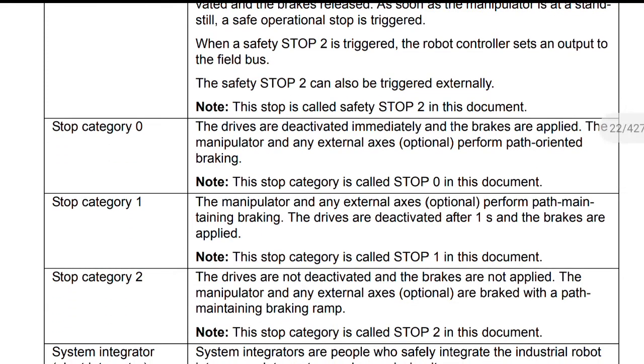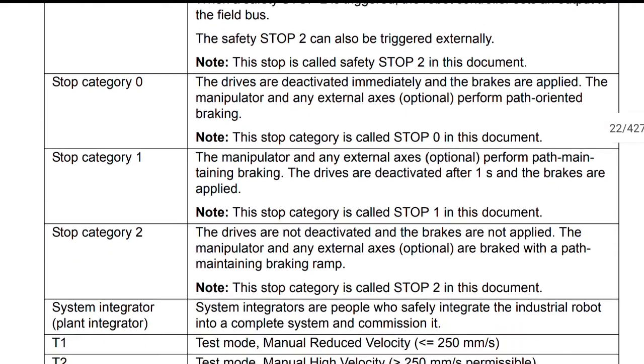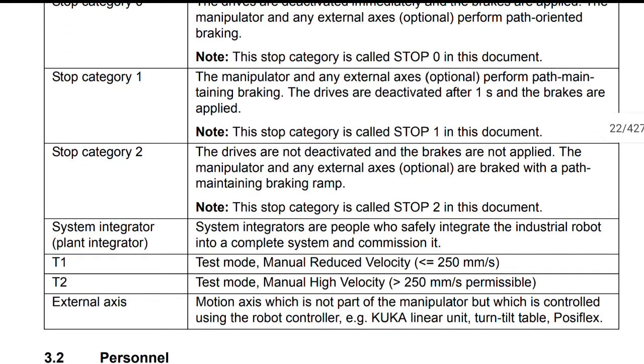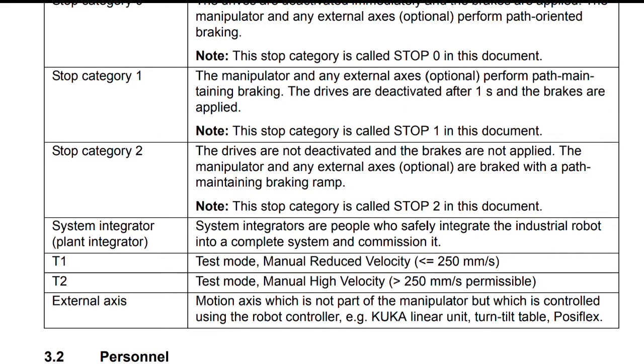Stop category 0. The drives are deactivated immediately and the brakes are applied. The manipulator and any external axes perform path-oriented braking. This stop category is called stop 0 in this document. Stop category 1. The manipulator and any external axes perform path-maintaining braking. The drives are deactivated after 1 second and the brakes are applied. This stop category is called stop 1 in this document.